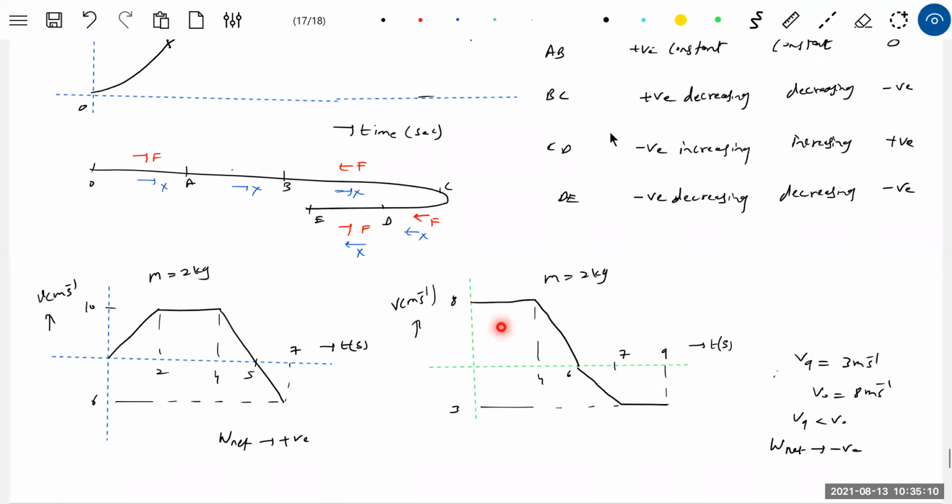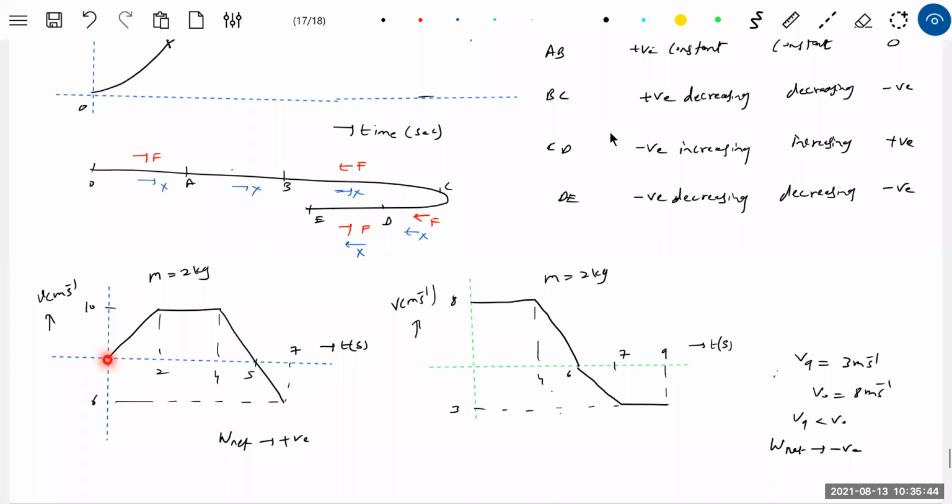Net work done means, will there be any forces doing positive work? We are talking about net work done. There may be forces doing positive work also here. Some forces doing positive work, some forces doing negative work. Net work done is negative, that's all here. Now come to this one. Net work done is positive. There will be some forces doing negative work, some forces doing positive work. The resultant, the algebraic sum of work done, is what? We got positive. It doesn't mean that all the forces must do positive work. Some can do negative work, some can do positive work. The net work done is positive.